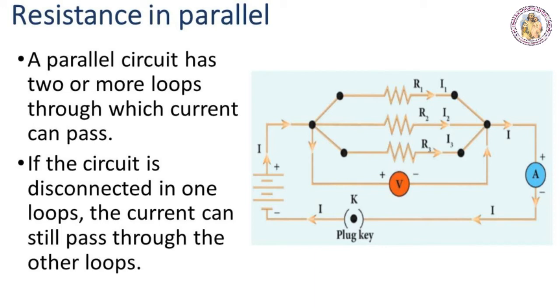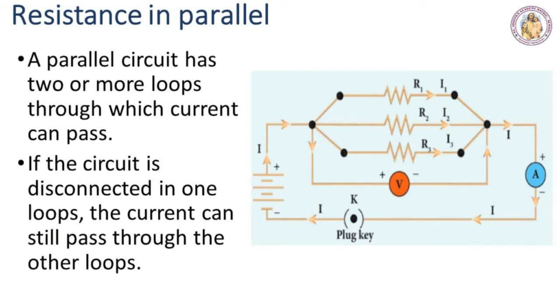Resistance in parallel. A parallel circuit has two or more loops through which current can pass. If the circuit is disconnected in one loop, the current can still pass through the other loops. In the circuit we can see it is not like resistors in series. We have three connections, three loops in the same line.